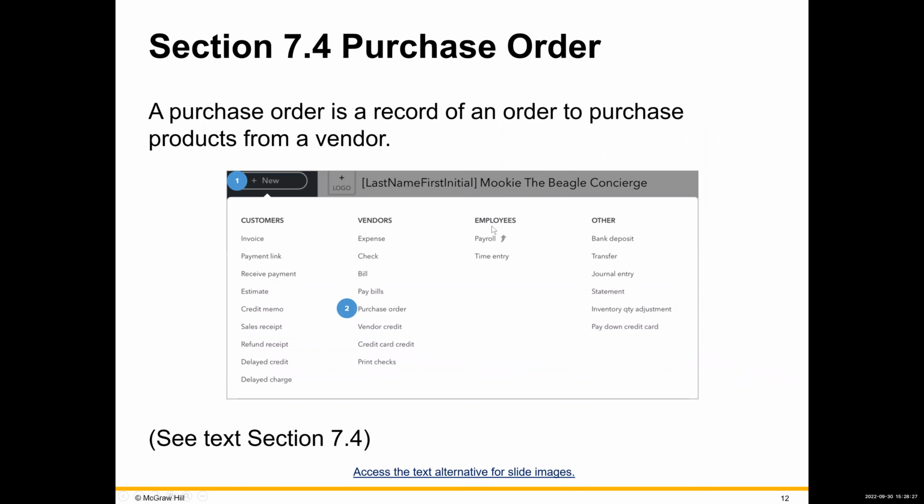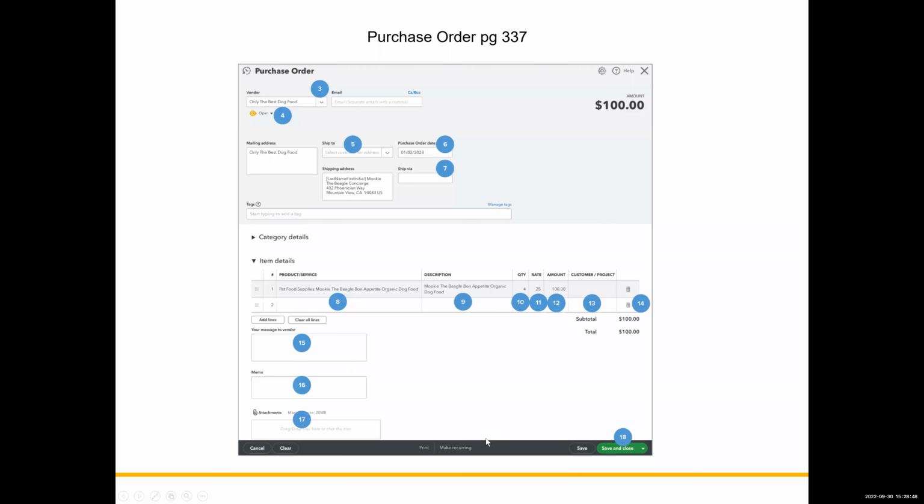Let's go ahead and talk about purchase orders. This is on page 335. A purchase order is a record of an order to purchase products from a vendor. How to get to it? New purchase order. Isn't that great? It's easy. I like to push the easy button here. All right, this is a purchase order.